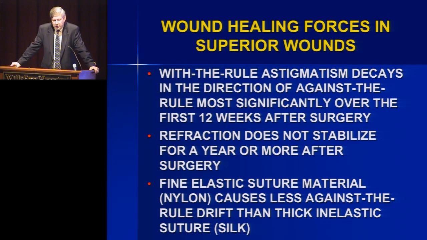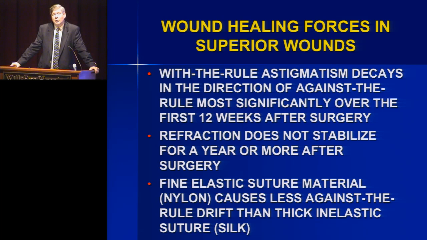With the rule astigmatism decays in the direction of against the rule, most significantly over the first 12 weeks after surgery, but the refraction does not stabilize for a year or more after the surgery. So this has significance. If you've done an extracap and you have some sutures in, you have to be concerned that whatever your refraction is at 6 weeks is not what the refraction is going to be at a year. Okay, and if you've left them with the rule astigmatism, that's not a big deal because it's going to drift towards against the rule over the ensuing year.